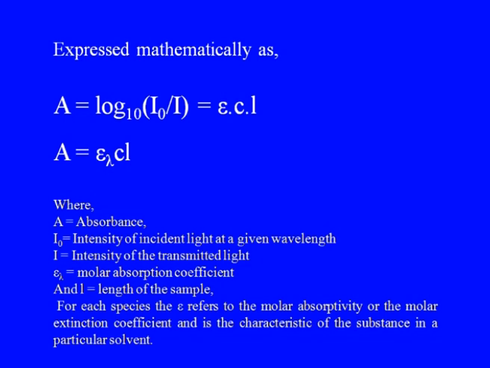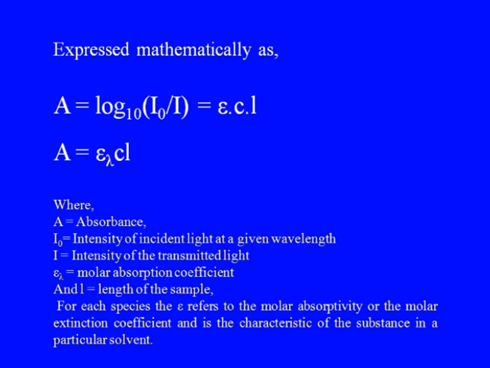If you express Beer's law mathematically, absorbance is proportional to, and is expressed in terms of, epsilon, the molar absorption coefficient or molar extinction coefficient, as we can call it, the concentration, and L is the path length here. For each species or molecule, the molar absorption coefficient is characteristic of that particular substance in a particular solvent, and also at a particular wavelength. Like it is clearly written, it is for a particular wavelength.